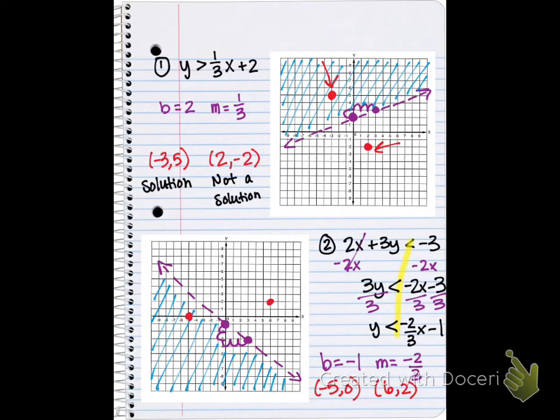So looking at negative 5, 0, that is underneath the line in the shaded portion of our graph. So we would say that one is a solution. Okay, and then look at the second point. It's at 6, 2, which is not underneath the line, and it's not in the shaded portion. So we would say that is not a solution. I'm just going to have to abbreviate there.